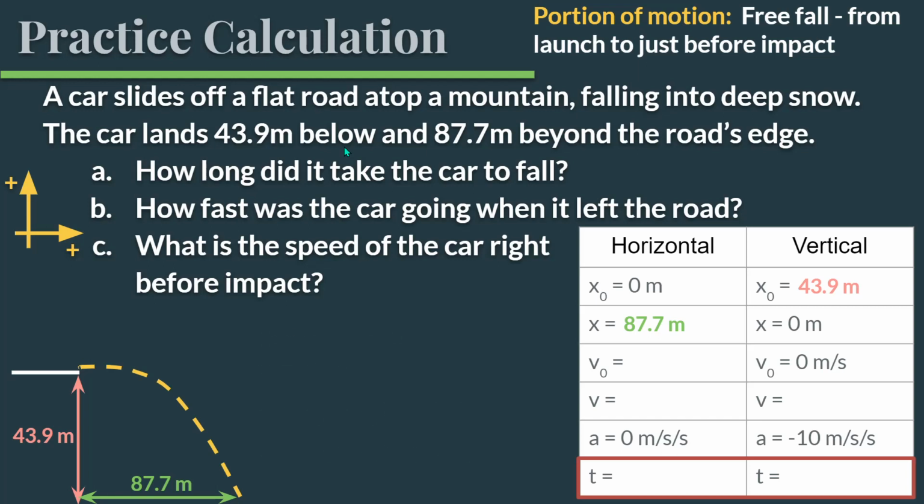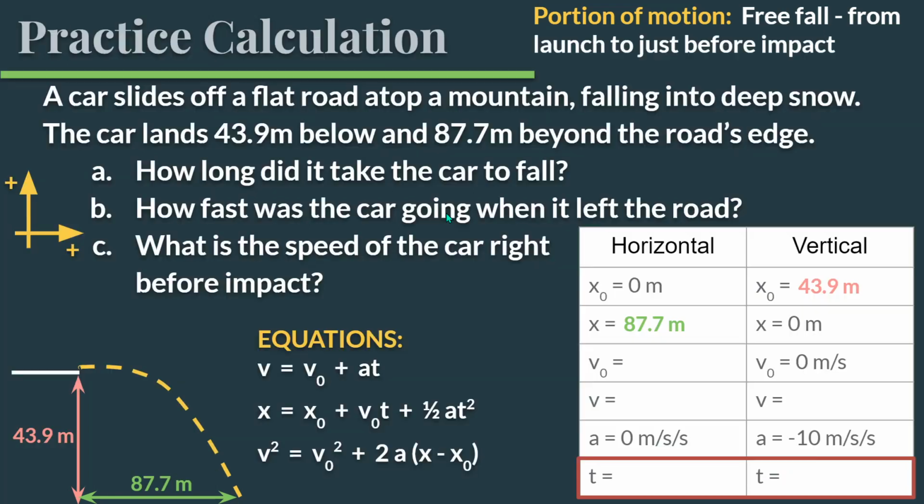Okay, so we're going to solve for time. Here are my equations. Looking at the information I have, I don't have enough information on the horizontal side of my table to solve for time. But I do have enough over here. If I look at the information I have: x naught, x, v naught, and a, I can find time using the middle equation.